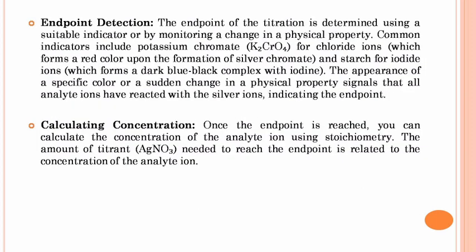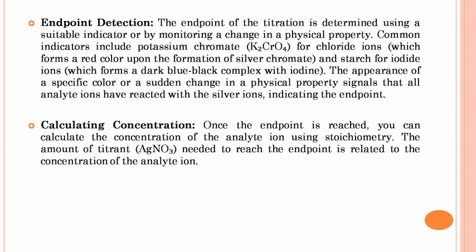Fourth, endpoint detection. The endpoint of the titration is determined using a suitable indicator or by monitoring a change in a physical property. Common indicators include potassium chromate, K2CrO4, for chloride ions, which forms a red color upon the formation of silver chromate, and starch for iodide ions, which forms a dark blue-black complex with iodine. The appearance of a specific color or a sudden change in a physical property signals that all analyte ions have reacted with the silver ions, indicating the endpoint.